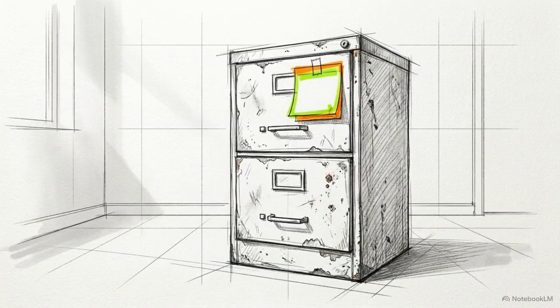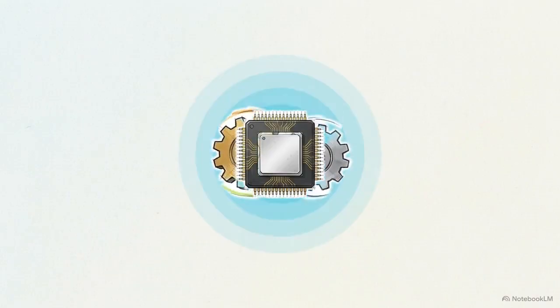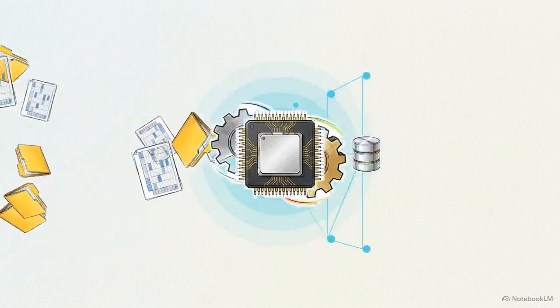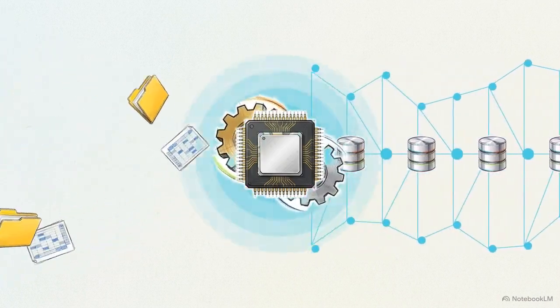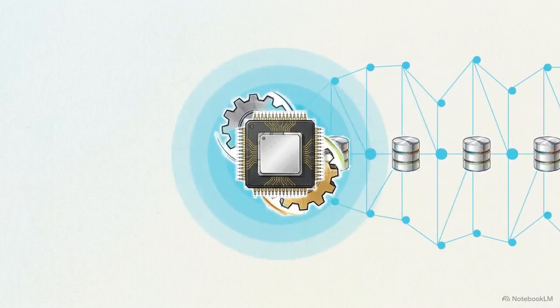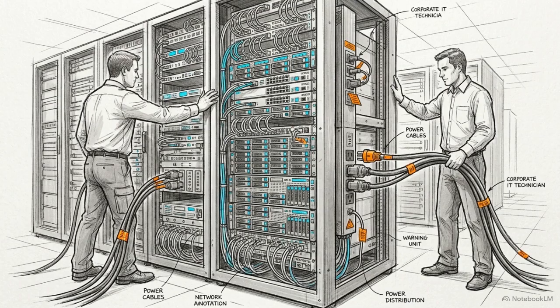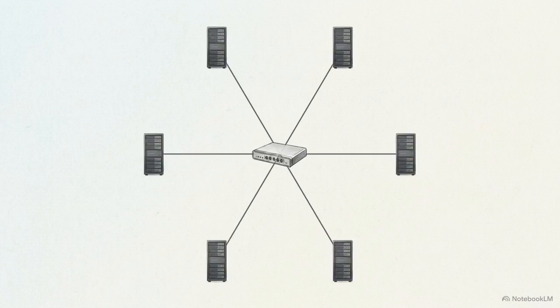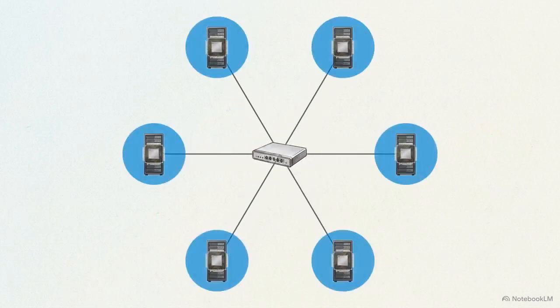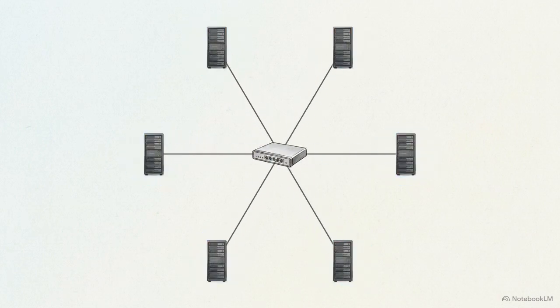A common mistake is treating a DSS like a simple storage database. Model management is the active engine that applies logic to the data. That logic is what actively supports the decision-making process. Finally, following the path upward, we enter Phase 4, implementation and maintenance. The immediate technical step is the physical rollout. IT loads the chosen hardware and software into the enterprise environment. Following that, the finalized models are programmed into the system, and the databases are populated with live organizational data.